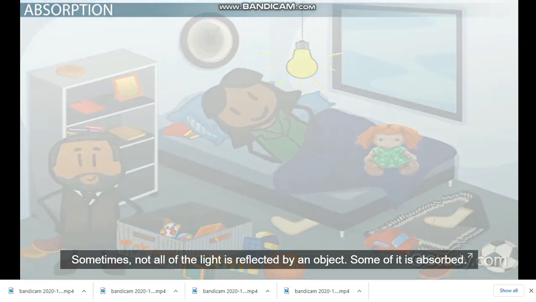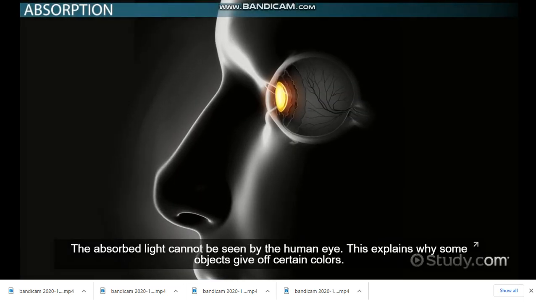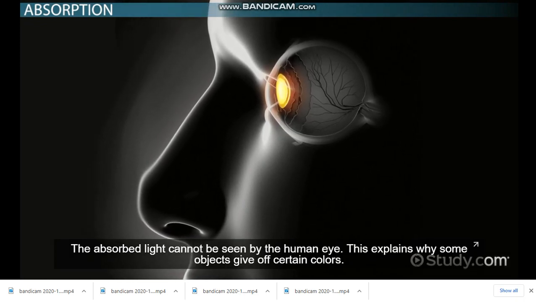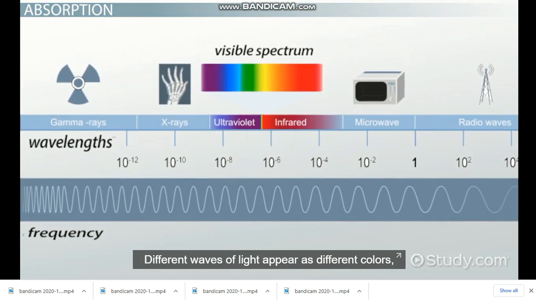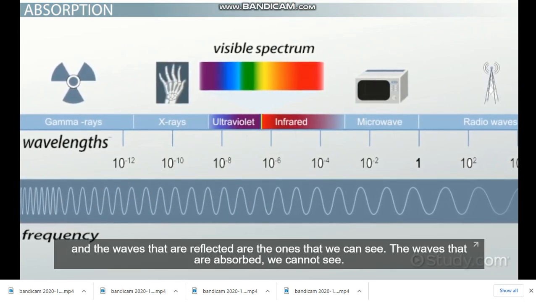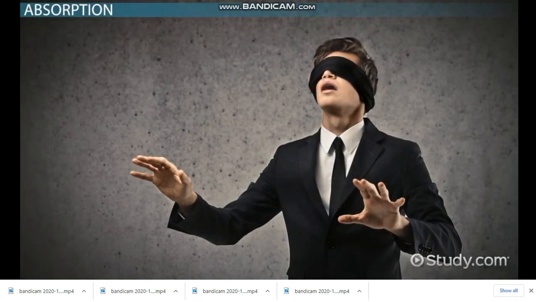Sometimes not all of the light is reflected by an object. Some of it is absorbed. Absorption is when the object soaks up some of the light waves. The absorbed light cannot be seen by the human eye. This explains why some objects give off certain colors. Different waves of light appear as different colors, and the waves that are reflected are the ones that we can see. The waves that are absorbed, we cannot see.